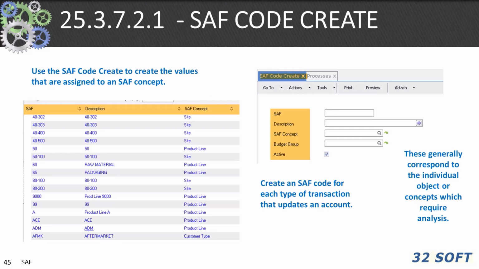Use the 25.3.7.2.1 SAF code create to create values that are assigned to SAF concepts. Create an SAF code for each type of transaction that updates an account. These generally correspond to individual objects or concepts which need analysis.